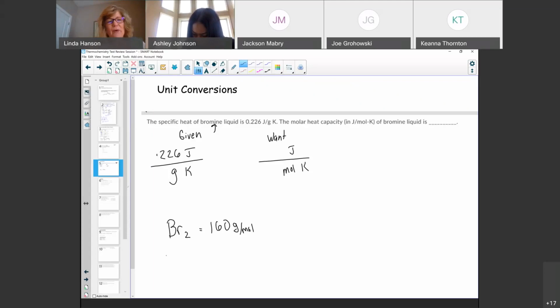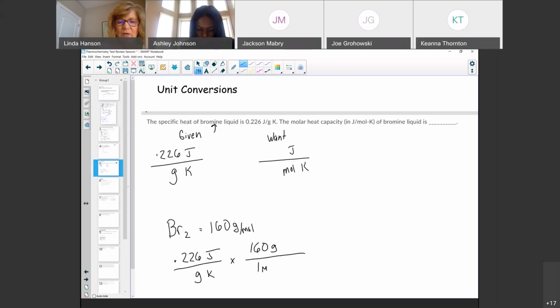So if it says we have 0.226 joules per gram Kelvin, we want to convert that into mole Kelvin on the bottom. The trick here was remembering that diatomic molecules have to be used by doubling the molar mass. All right, so here we have 0.226 joules per gram Kelvin times, and we just said there is 160 grams in 1 mole, and that's all this took to cancel grams and leave us with what we desired, a joule per mole Kelvin. There's Kelvin over here. So this was as simple as 0.226 times 160.